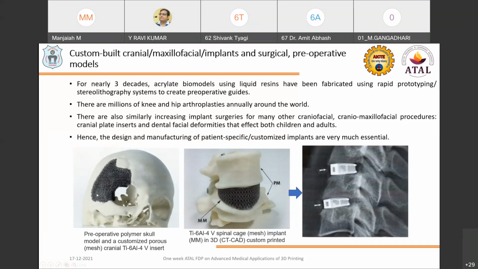If you see this, this is the preoperative polymer skull, which is fitted with titanium inserts. This is the porous titanium insert. And this is the titanium porous mesh structure, which is placed in the spinal cage. Here, this is the polymer material and this is the titanium metal, which we use for the ribs in the spinal vertebrae. These applications need the initial preoperative guides, which can be made with polymers as well as titanium materials, before going to the operation.